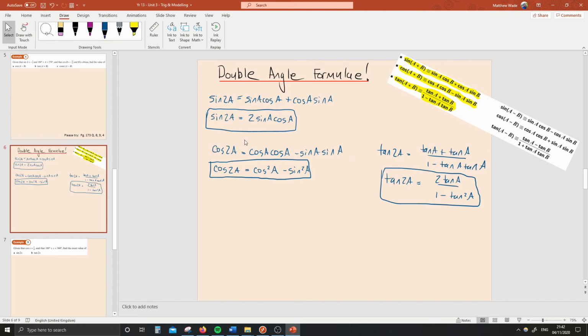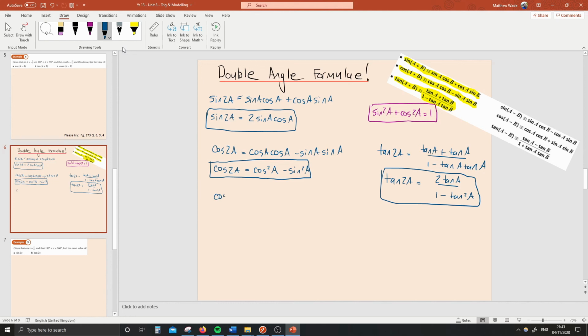You guys also know the Pythagorean identity as well. You guys also know that sine squared a plus cos squared a equals 1 from this year and also from year 12. So you know those ones as well, right? So sine squared a plus cos squared a is 1. If you get rid of the cos squared and then also get rid of the sine squared, you get way better versions of this formula. So here we go. Let's do it.